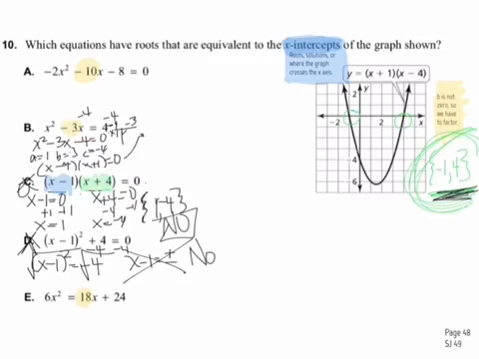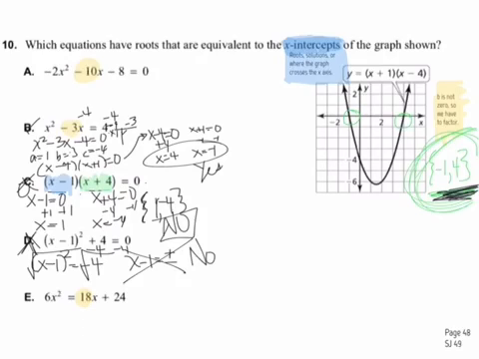I'm going to do the zero product property. I'm going to set each factor equal to 0 and solve. So I get 4 here, and I get -1. Is that a yes or a no? Did I get -1 and 4? Yes, I did. So that's a yes. Yes for that one. So one yes so far.